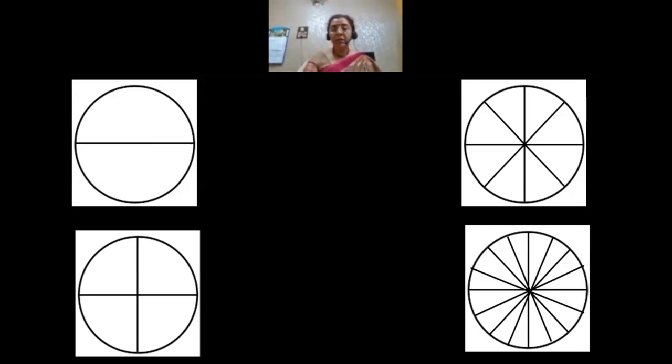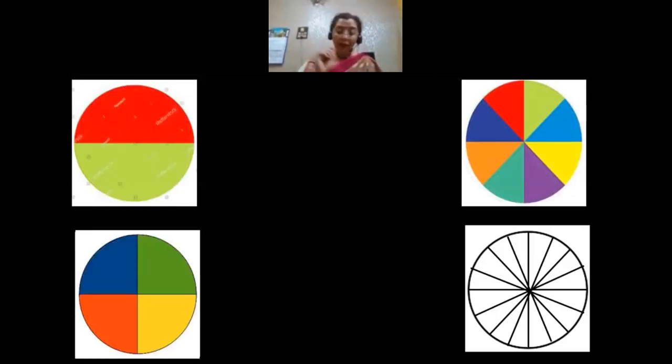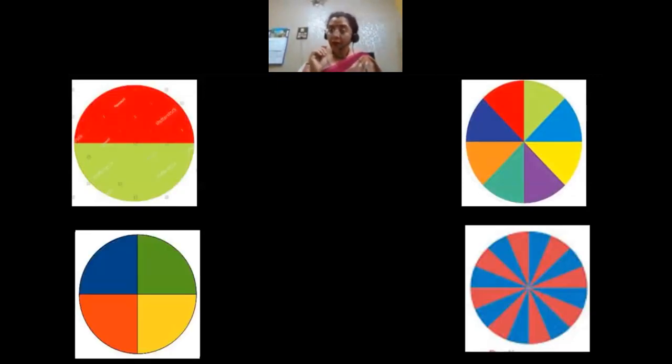Children will color it. See how beautiful colors made. So when they are coloring it, actually, it is there back of the mind. मैं किसको color कर रही हूँ? ये half को मैं color कर रही हूँ. मैं 1/4 को color कर रही हूँ. My 1/16 को color कर रही हूँ. So they are understanding this.